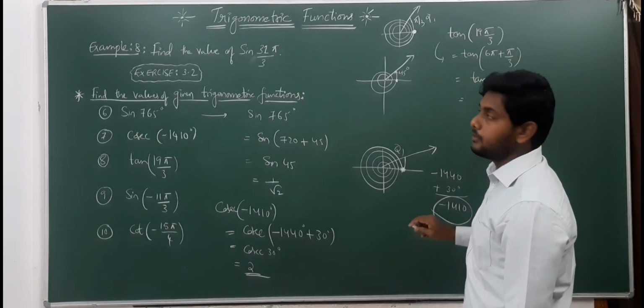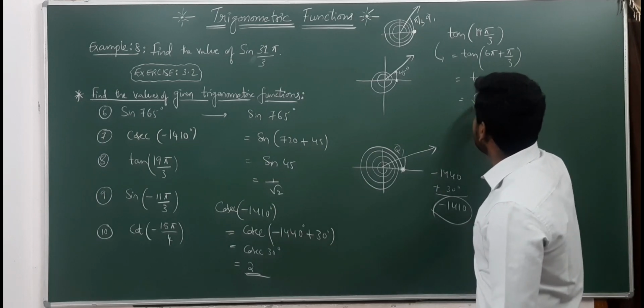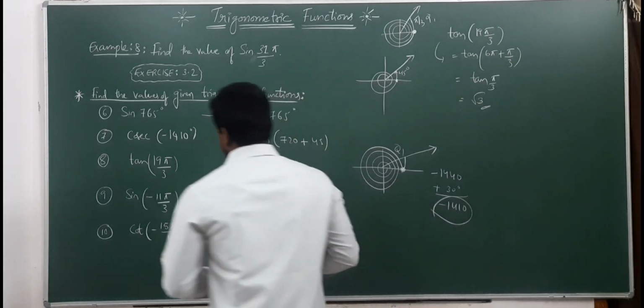What is the value of tan pi by 3? Tan 60 is nothing but root 3. So root 3 is the value of tan 19 pi by 3 also. Right? Very simple questions. Next.